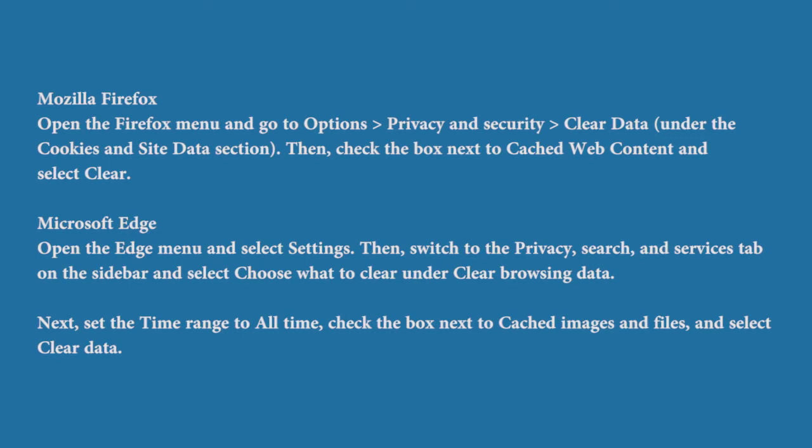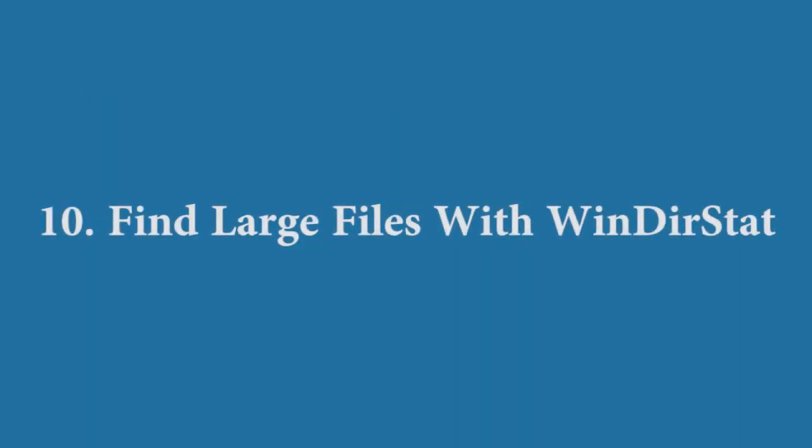Microsoft Edge. Open the Edge menu and select Settings. Then, switch to the Privacy, Search, and Services tab on the sidebar and choose what to clear under Clear Browsing Data. Next, set the time range to all time, check the box next to Cached Images and Files, and select Clear Data.